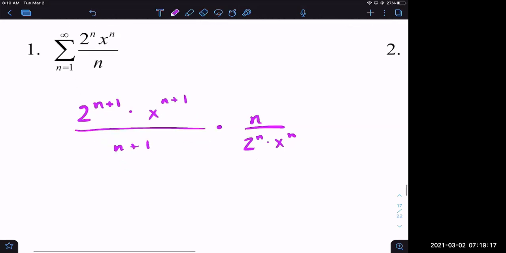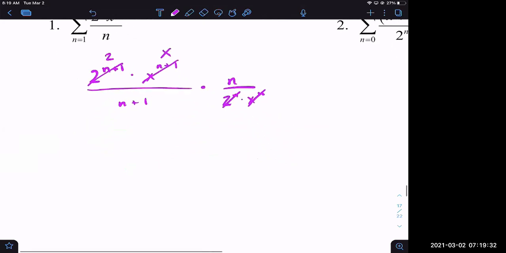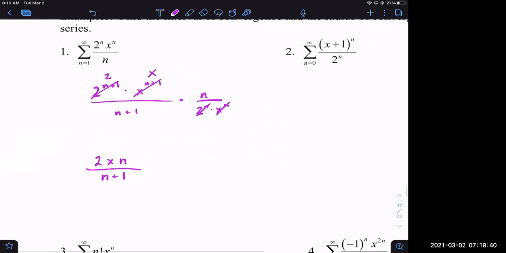So as we reduce, I know that this 2 to the n and the 2 to the n plus 1, that's just going to reduce to a 2. Similarly, this x to the n plus 1 and the x to the n, that's going to reduce to just an x. So this simplifies. The numerator has a 2x and n, and the denominator has an n plus 1. You guys agree to right there? I've simplified. Now, just like on our last section, we still have to take the limit as n goes to infinity. What do we get as n goes to infinity? 2x. Good. You guys see how that comes out to be 2x?